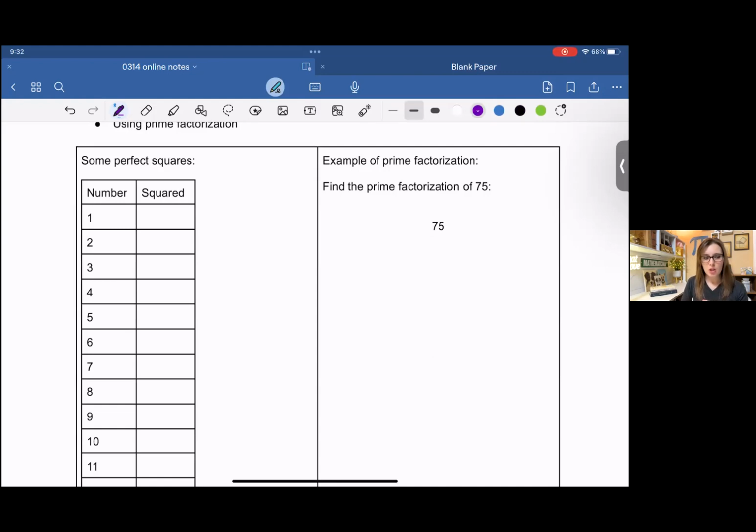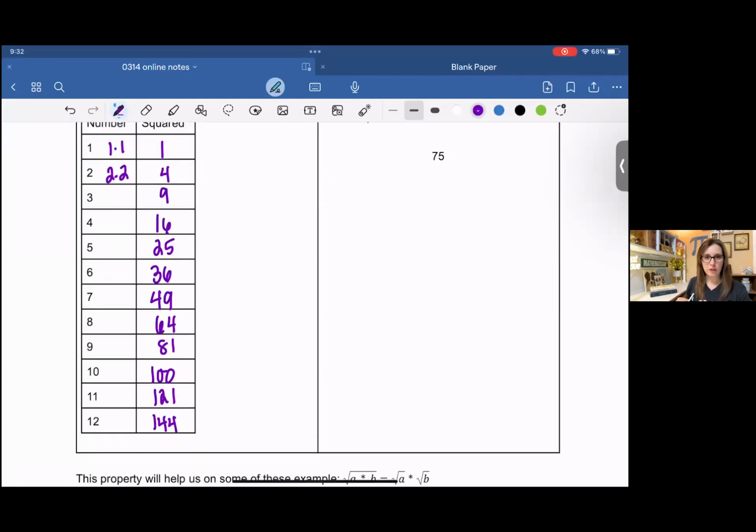So the perfect squares, what that means is you take the number and you multiply it by itself. So 1 squared means 1 times 1, which is 1. 2 times 2, which is 4, and so on. So you fill out this table and we have perfect squares that we want to familiarize ourselves with and just get used to using. These are very commonly used, like I said before. So if you don't already know them, you might try to get familiar with them because you're going to be seeing them.